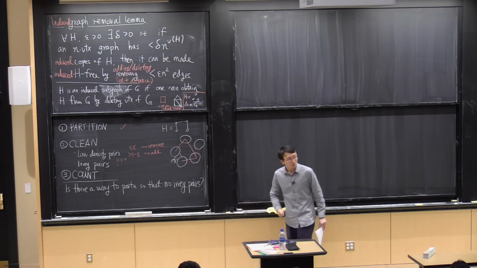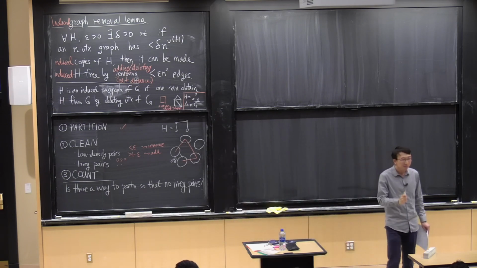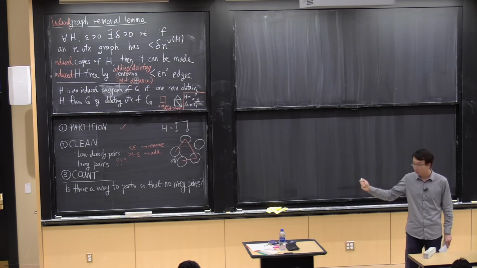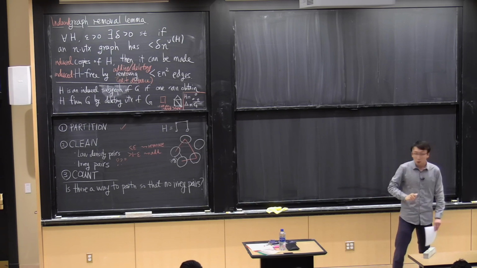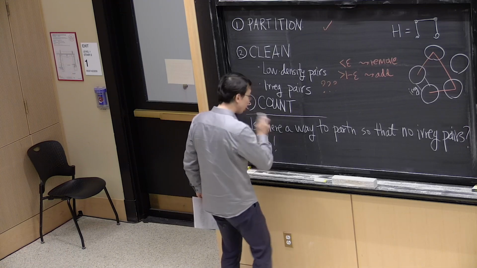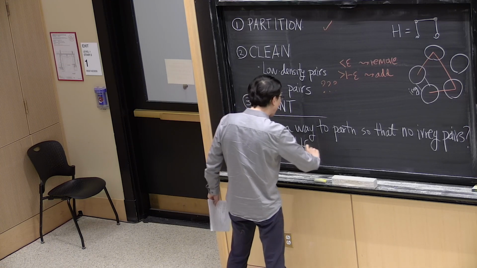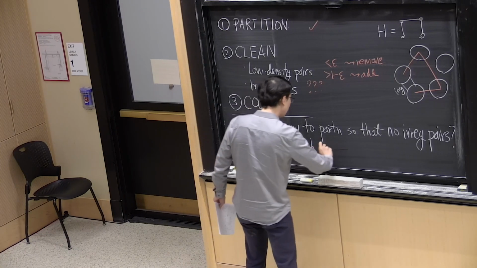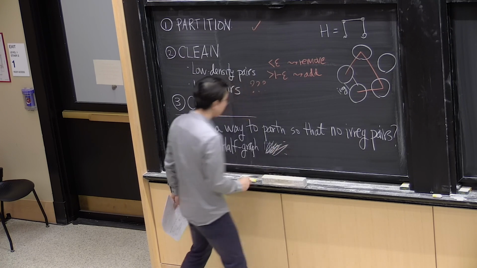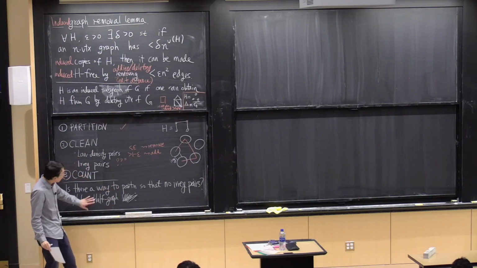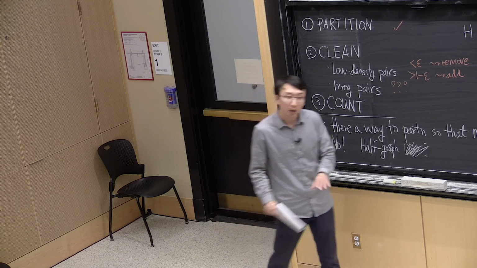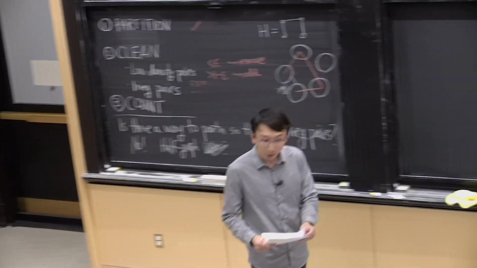For those of you who have started your homework problem on time, you realize that the answer is no. Right? So one of the homework problems is for you to show that for the specific graph known as the half graph, okay, so you'll see in the homework what this graph is. You cannot partition it so that you get rid of all irregular pairs. So irregular pairs are necessary in the statement of the regularity lemma.